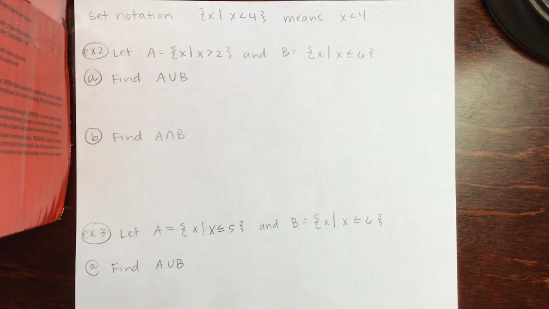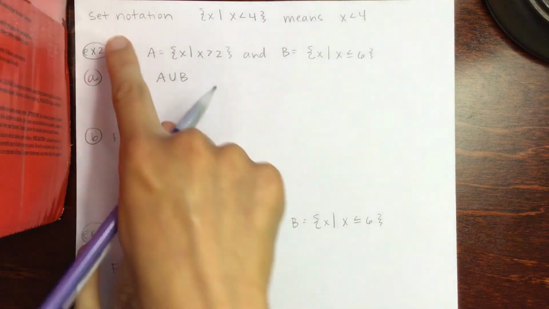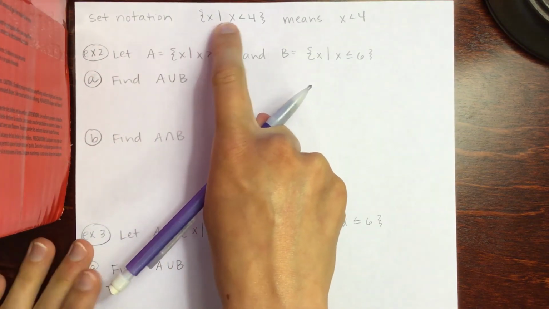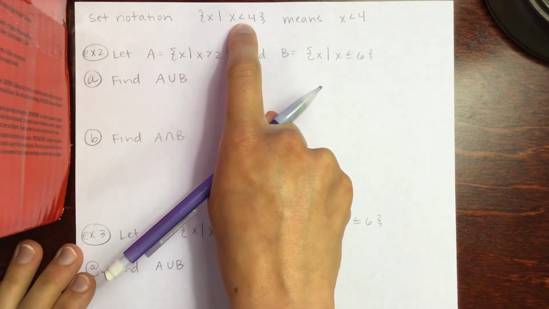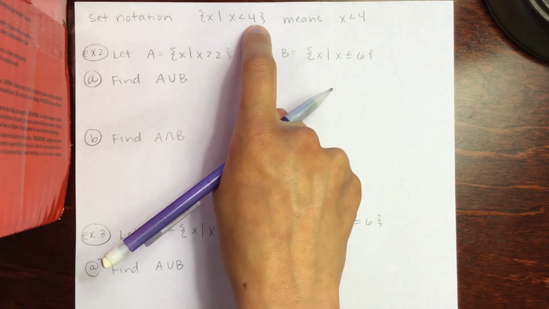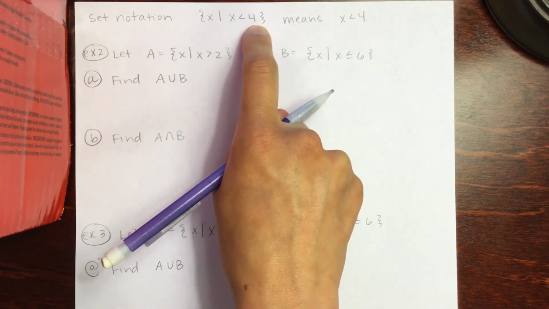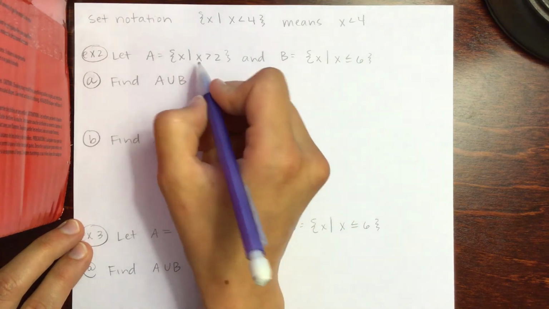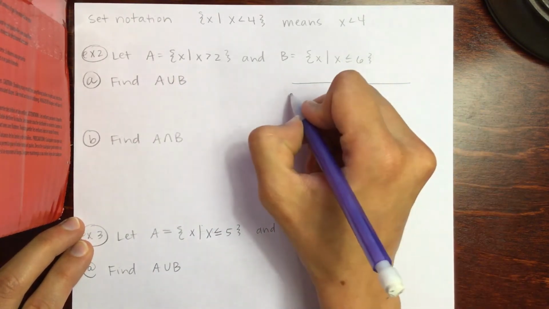Let's do an example with set notation because you're more likely to see this rather than specific numbers written out. Set notation just has this X here. It's telling you we're dealing with X's, and specifically we want the X's all that are less than 4. So really it's just giving you the inequality written a little bit fancier. So for set A, we want all of the X's that are greater than 2.